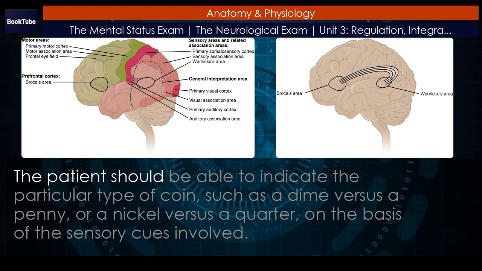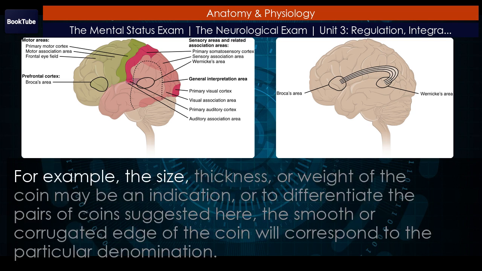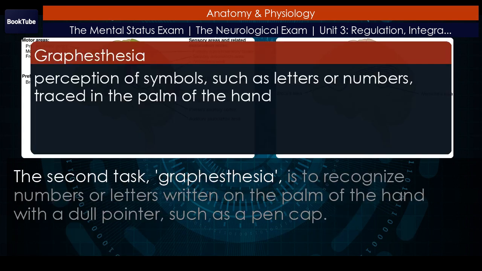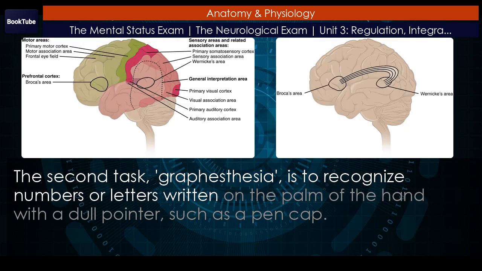The patient should be able to indicate the particular type of coin, such as a dime versus a penny, or a nickel versus a quarter, on the basis of the sensory cues involved. For example, the size, thickness, or weight of the coin may be an indication, or to differentiate the pairs of coins suggested here. The smooth or corrugated edge of the coin will correspond to the particular denomination. The second task, graphesthesia, is to recognize numbers or letters written on the palm of the hand with a dull pointer, such as a pen cap.